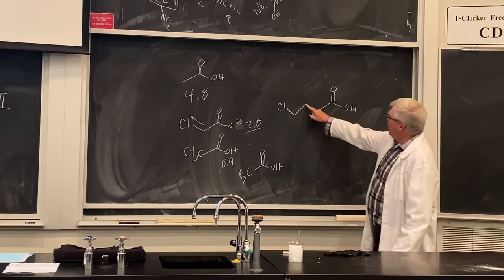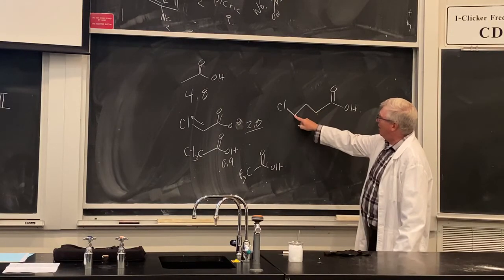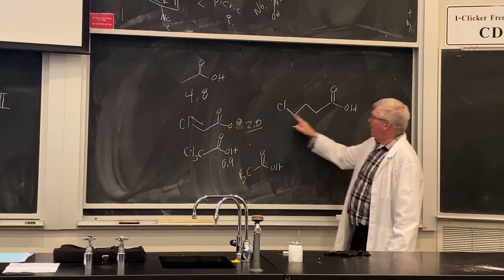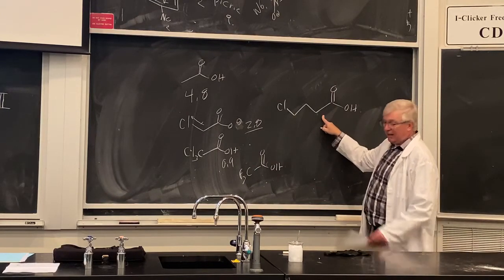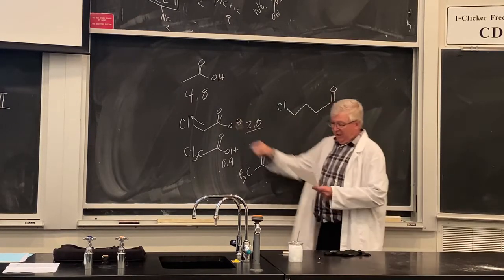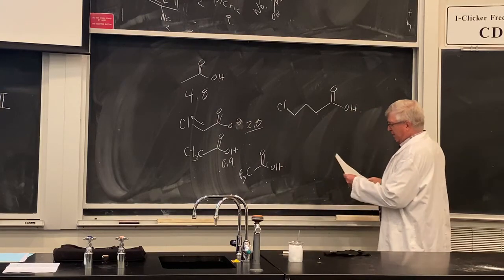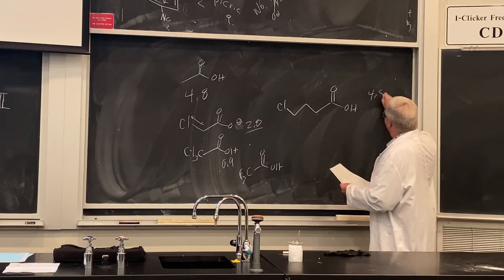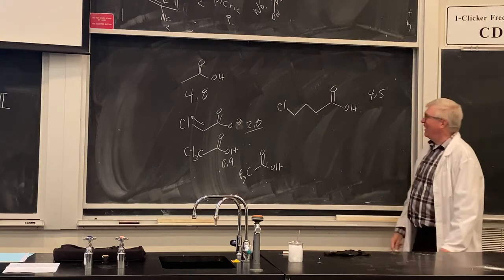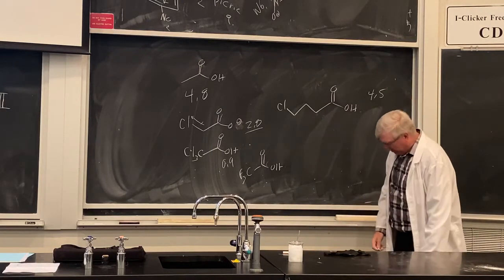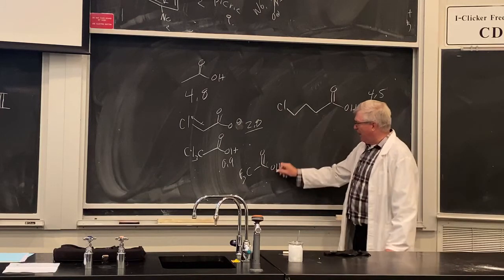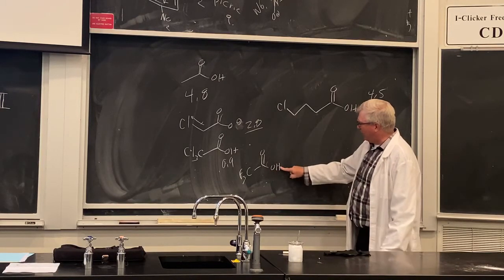How about this one? Now we have intervening methylenes here. So compared to this one, 2.8, what would you predict there? More acidic or less acidic? Yeah, less acidic, but it's still a little bit below 4.8, I think. Yeah, it's 4.5. Just a little bit, okay? So the field effect dissipates if you have a lot of carbons in between there. And what about this guy? Trifluoroacetic acid.